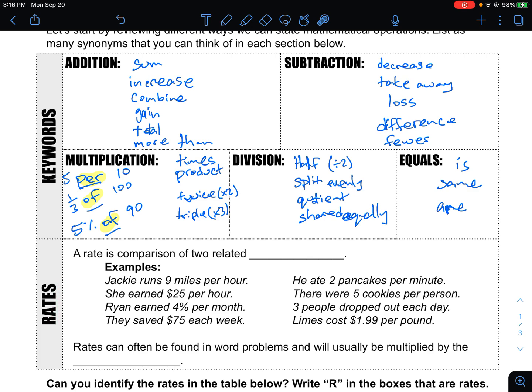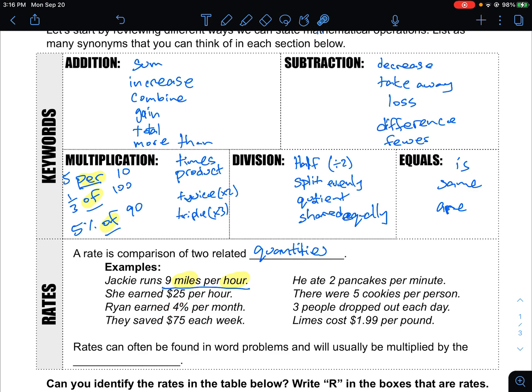All right. Now, we're doing something else, which is actually going to be super duper helpful, which is identifying rates. And these are going to help you write equations well. And what is a rate? A rate is a comparison of two related quantities. So to give some examples, we have Jackie runs 9 miles per hour. 9 miles per hour is the rate. It is a comparison of the miles per hour. And look at that, the word per, multiplication.